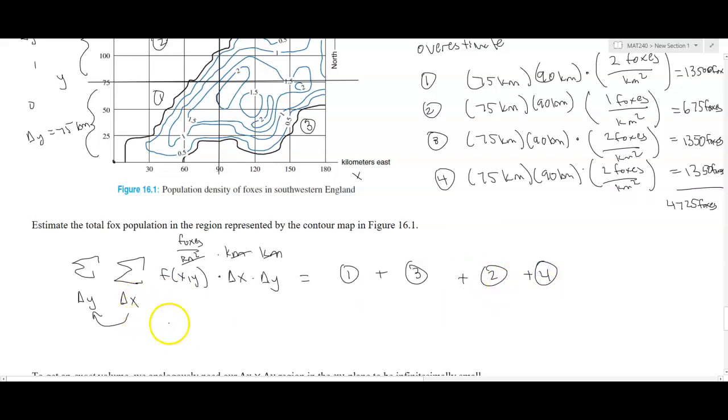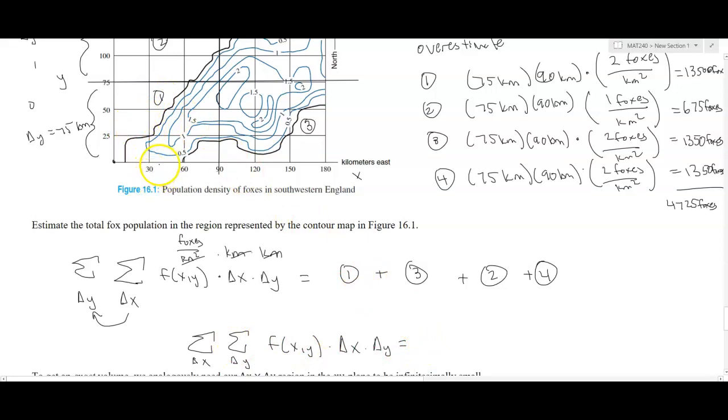If I had done it the other way, if I had added across all y and then across all x like this, of f of xy, the number of foxes per square kilometer, times delta x times delta y, I would be adding, well, first of all, I just wrote down the same thing twice. This is delta x and this is delta y. So I would be adding basically across all the delta y first for the initial delta x.